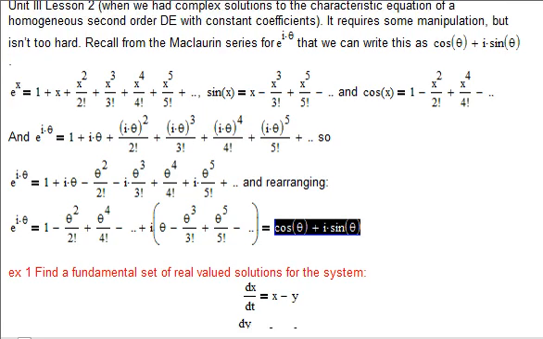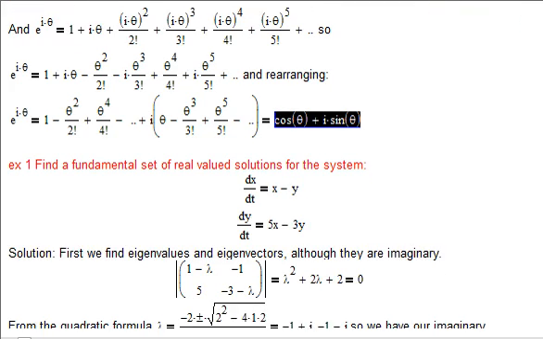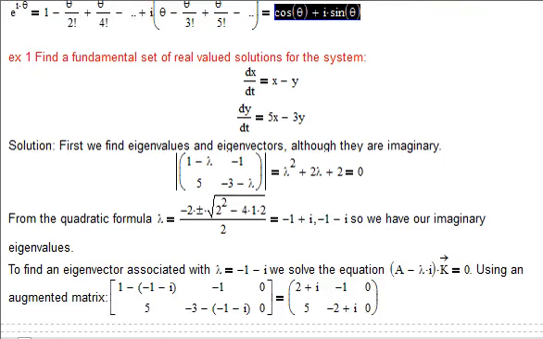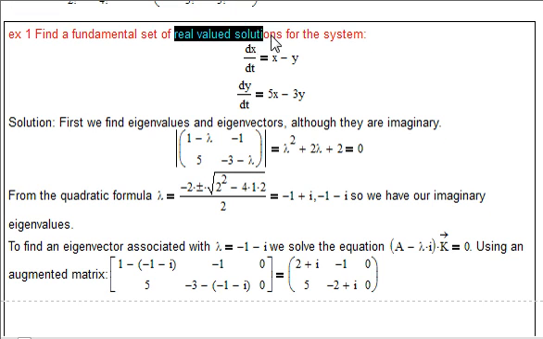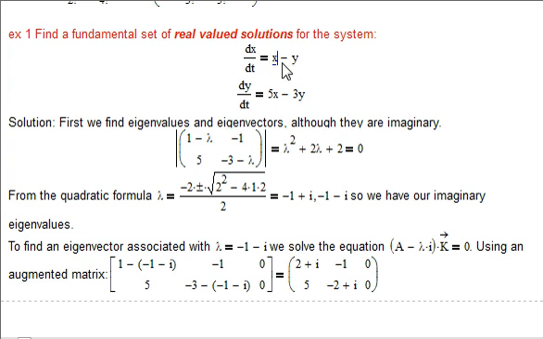So let's look at an example where we have to do some extra work. Find a fundamental set of real valued solutions, that's important, for the system dx/dt = x - y, dy/dt = 5x - 3y. So therefore our matrix A is [1, -1; 5, -3].